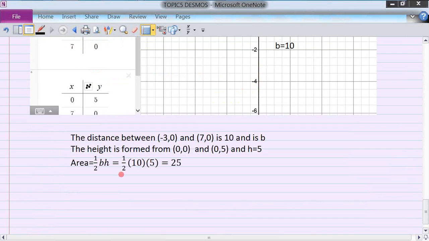And the area is equal to half the base times the height. The base is 10 and the height is 5. 10 times 5 is 50. 50 over 2 is 25. Or you can divide 2 into 10 and get 5, and 5 times 5 is 25.